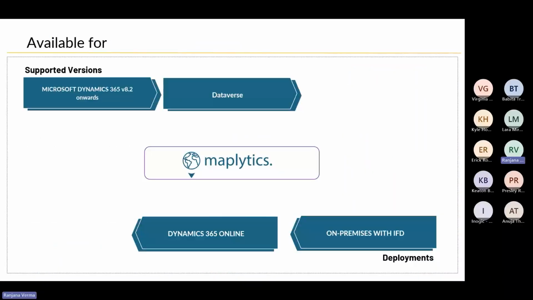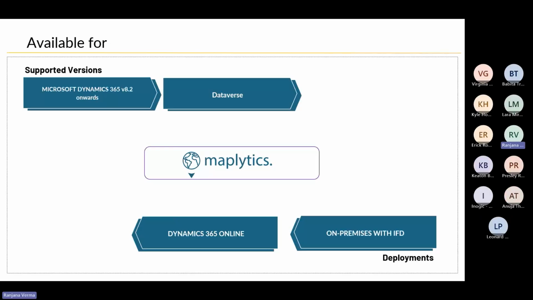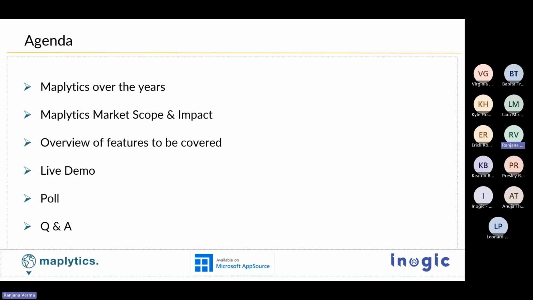Now let's move to the tool for the day, that is Maplytics. Maplytics is available on both Dynamics CRM as well as Dataverse, and on both deployments, that is online as well as on premise. The agenda for today: we will look at how Maplytics has grown over the years, what impact it has made overall, and what features we are going to see, which we will see in live demonstration. This is followed by a small poll to understand which ones were your favorites, and then the Q&A session.